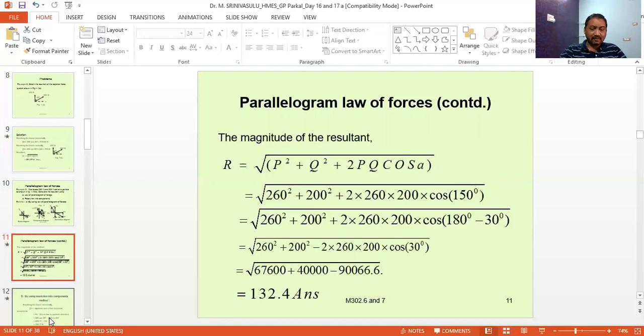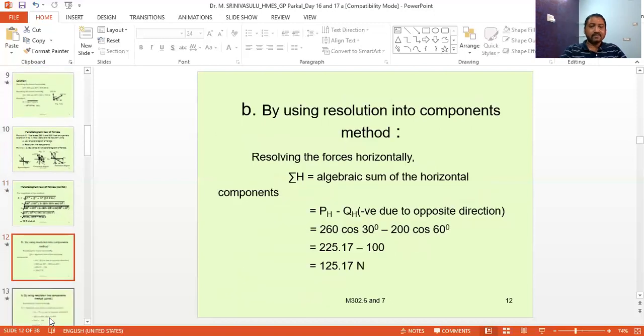That is R is equal to 132.4 newtons. Now we'll find the same resultant for the same forces by resolving into components. So that is guided by resolution of the forces.